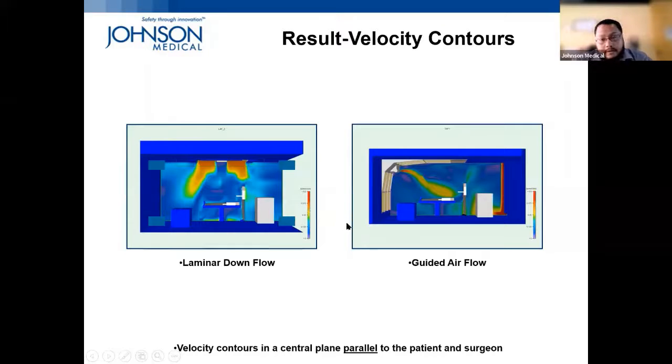Whereas on the right, with our guided airflow system, you can see there's less red coming from the guided airflow. It's a very gently moving clean air from the guided airflow towards the surgical area. And this is then exhausted. You can see on the far right of the picture there's a very bright red. That's our exhaust system, extracting all the so-called dirty air outside of the surgical room.